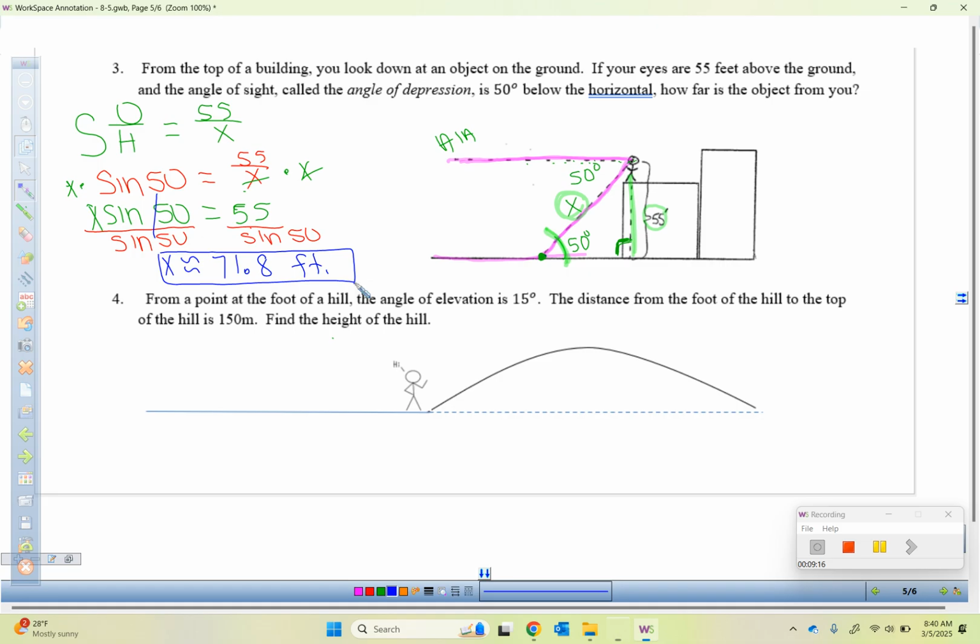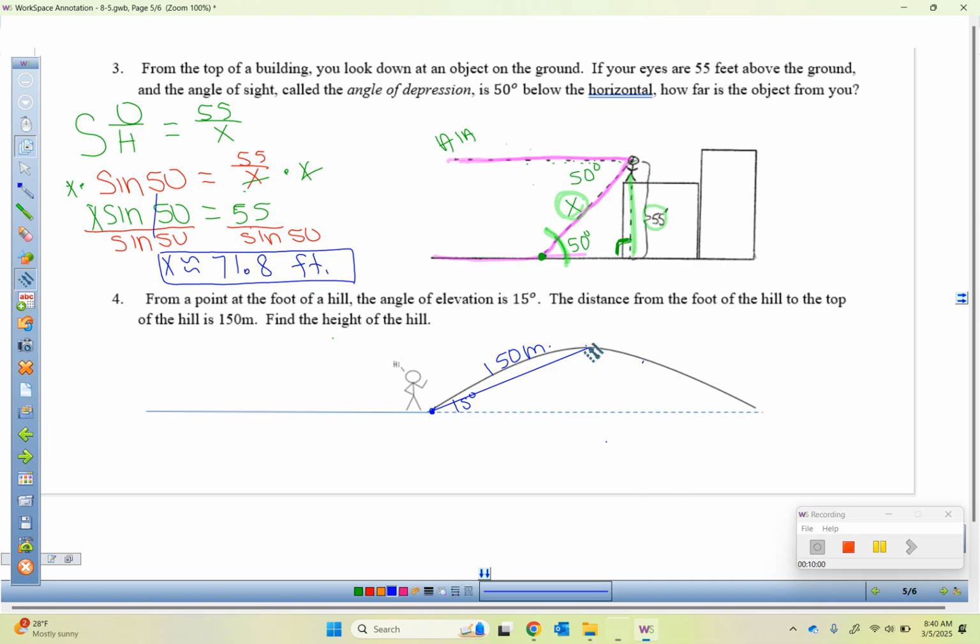All right, number 4. From a point at the foot of a hill, so I have this point at the foot of the hill, the angle of elevation is 15 degrees. Okay? The distance from the foot of the hill to the top of the hill is 150 meters. So from the foot to the very top of the hill, it says that this is 150 meters. Okay? Find the height of the hill.